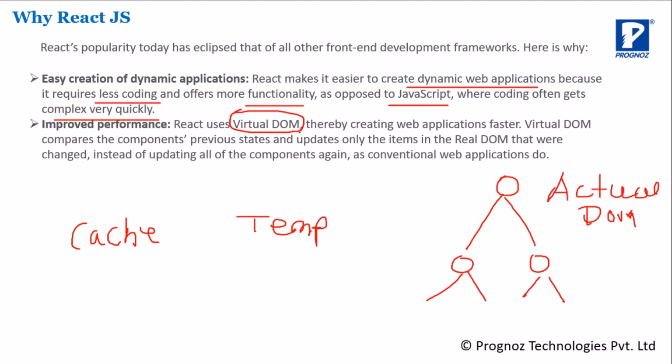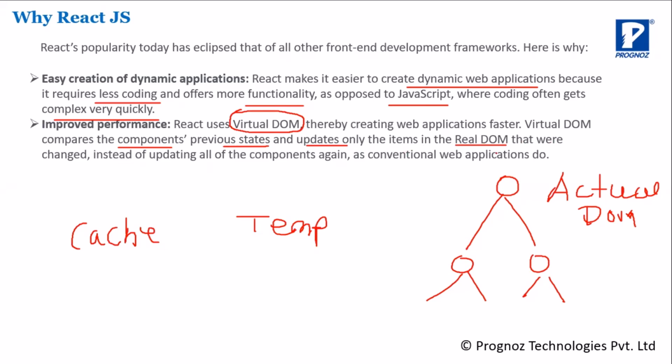React.js implements the application, and we get better performance using React.js due to the virtual DOM concept. Virtual DOM means a temporary memory area, so we can say it creates the web application faster. The virtual DOM compares the component, whatever component we have created using React.js, with the component's previous state, मतलब जो भी state in the sense your variable, previous state, and updates only the items in the real DOM. जो भी changes हुआ है उतना ही update करता है. That's why we get faster performance.